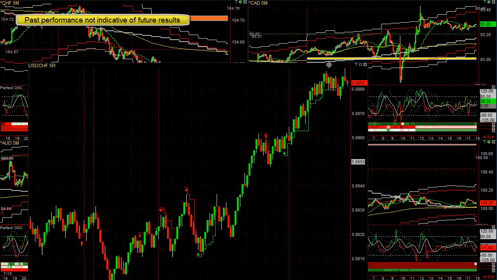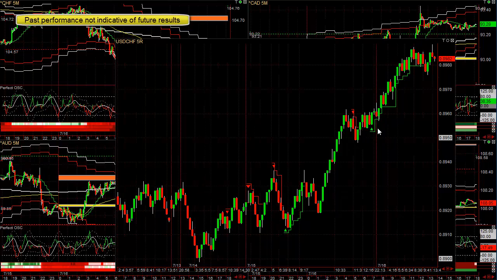Here is the dollar Swiss, which only had one trade today, and you can see the previous day, pretty much a small win here, a win, a very tiny 2 or 3 pip loss, and a 20 pip win.